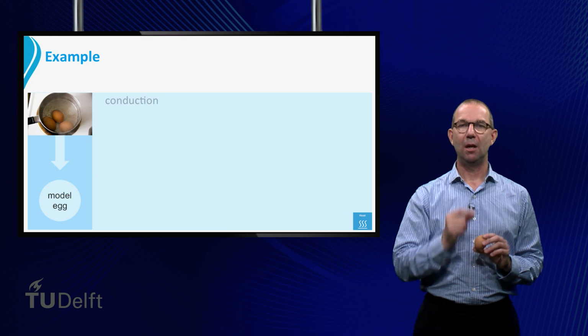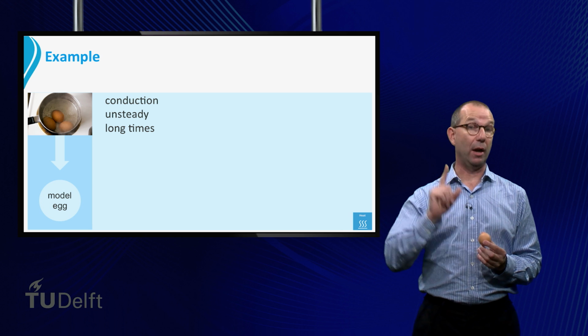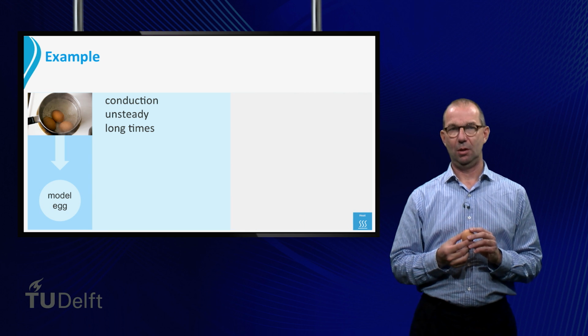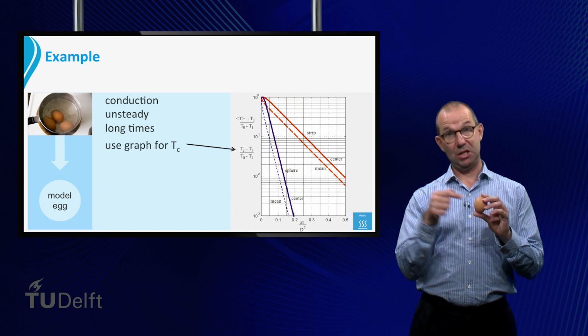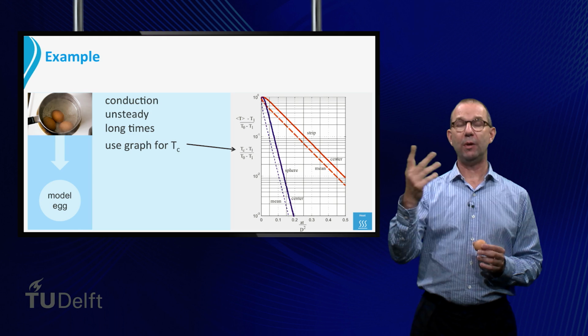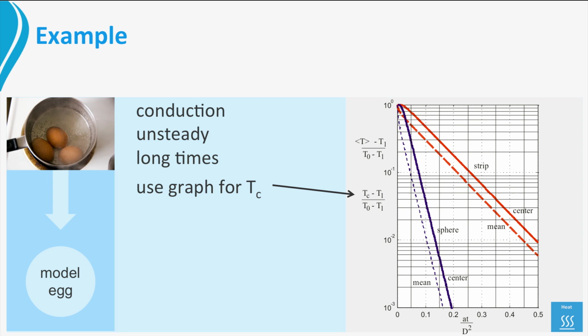So in summary, we have conduction of heat in the egg. It is an unsteady process and it requires long times. Obviously, the last point to heat up in the egg is its center. Thus we can use the graph for T center. First we compute the dimensionless temperature of the center. That is Tc minus T1 divided by T0 minus T1. Putting in the numbers with T1 the temperature of the egg shell, that is 100 degrees of boiling water, we find the value of 0.44.